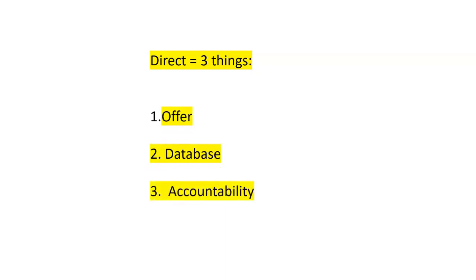Well, if I were to ask you in a live class to name the three things that go into any direct marketing effort, what would those three things be? Offer, database, accountability. And so far we've talked about the second one. We've talked about databases, and underneath databases, we talked about segmentation.